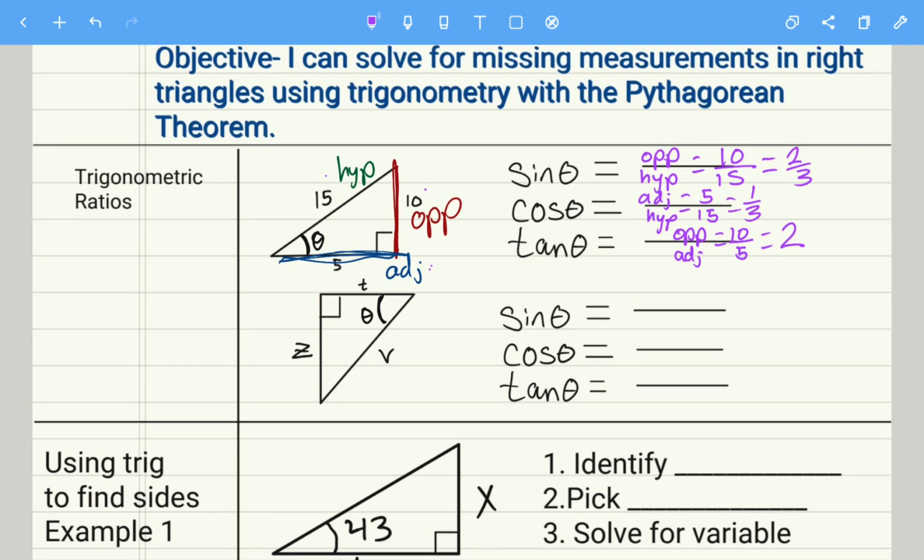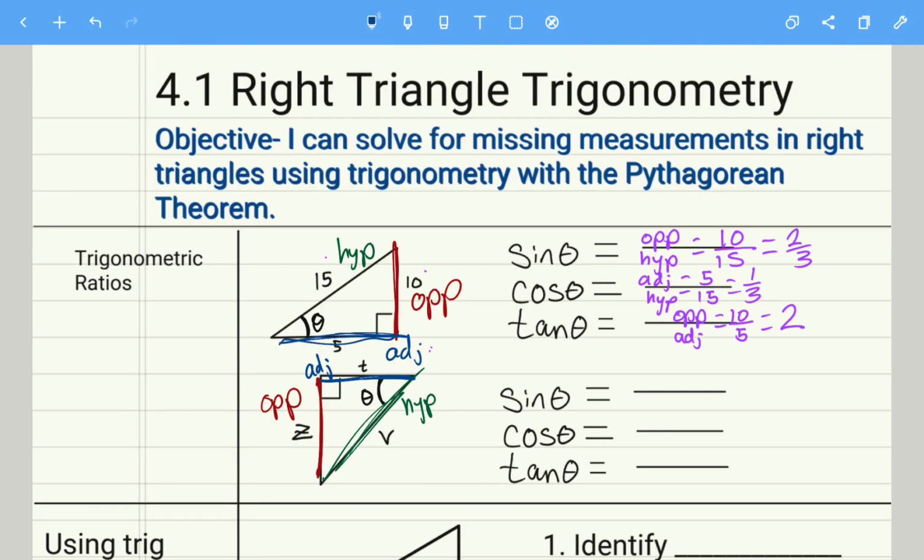Now let's look if we have variables. We're going to start by labeling our sides as so right here. And then let's start with our functions. So sine of theta is the opposite over the hypotenuse. Opposite is t. No, I lied. Opposite is z.